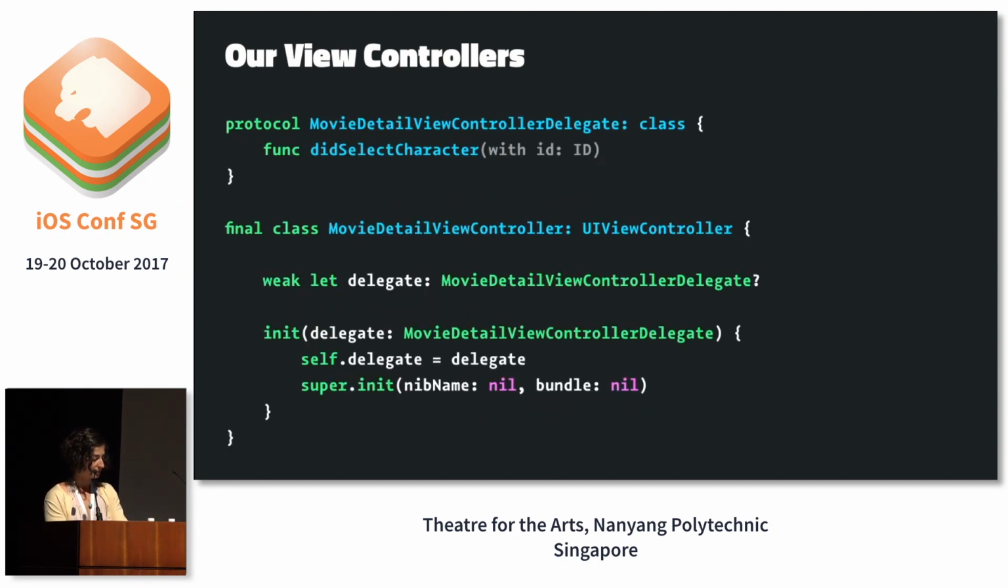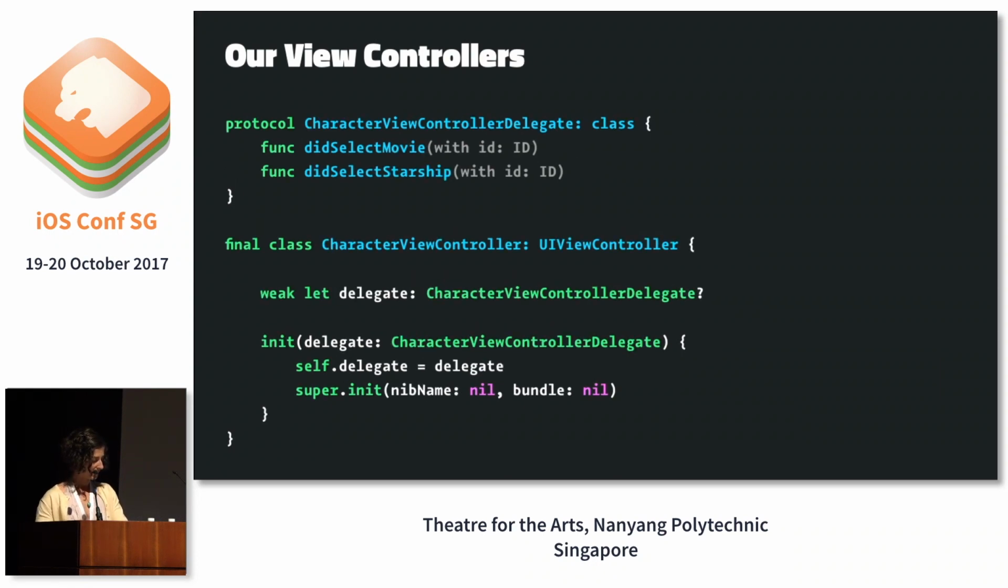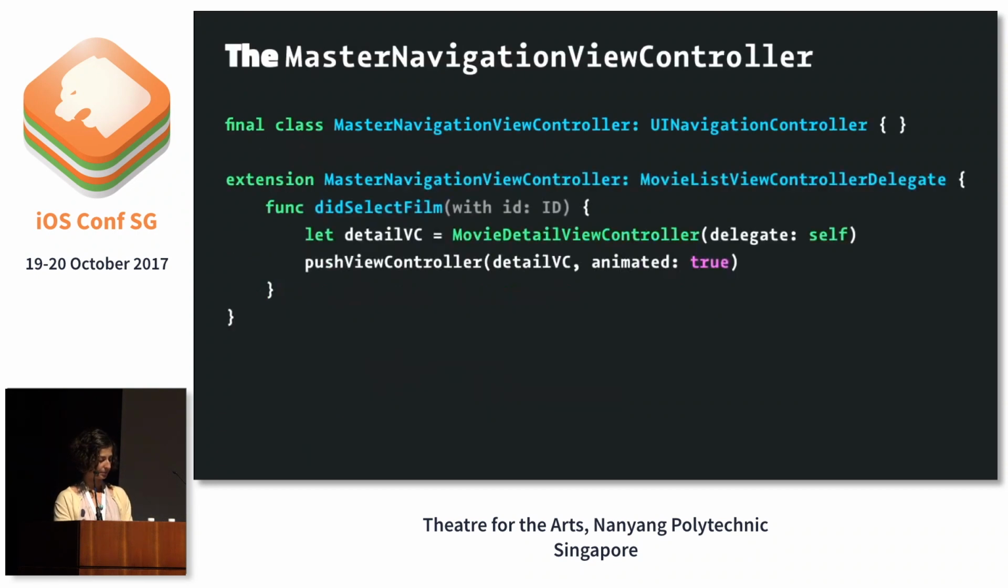Very similarly, there's the movie detail view controller. Here, we can tap a character. And once again, here's a character view controller. Here, we can tap a movie or a starship. So we just have a delegate for every single view controller. That delegate says, where can we go? How do we get there? And we pass it back.